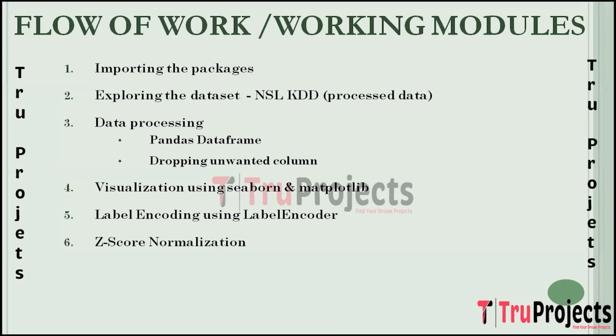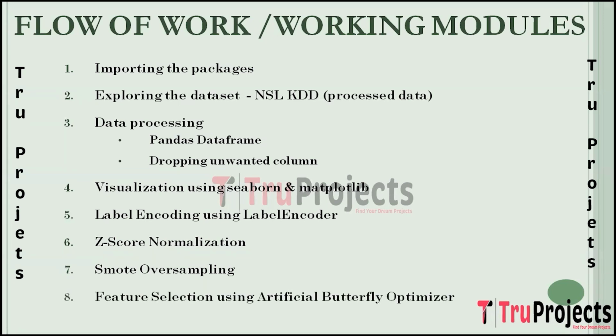Z-score normalization. Z-score normalization is performed to standardize the features, ensuring a consistent scale of numerical variables and avoiding potential bias in the model. SMOTE oversampling. The synthetic minority oversampling technique, which is SMOTE, is applied to balance a class distribution by oversampling the minority class, mitigating potential bias that might arise from the imbalanced data.